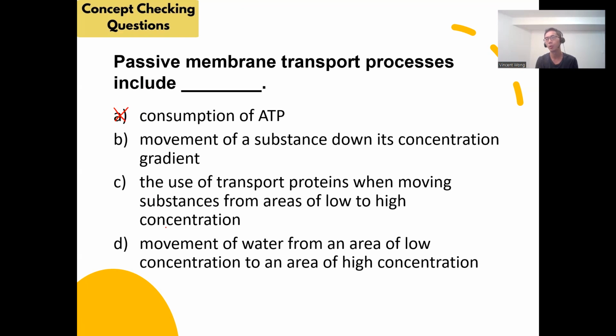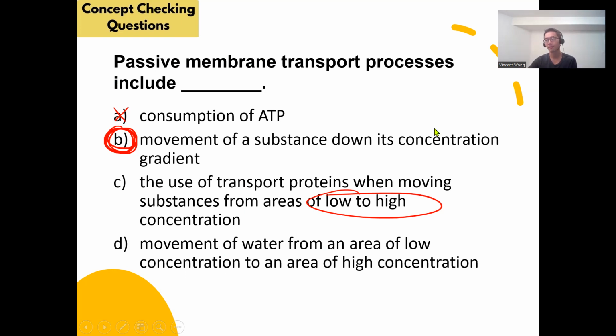Passive membrane transport processes include consumption of ATP. Nope, we don't need ATP. Movement of a substance down its concentration gradient. That's the correct one. Use transport protein when moving substance from low to high? That's not true. Movement of water from an area of low concentration to an area of high concentration. That's osmosis specifically, right? This is looking for passive transport in general. So the answer is B.